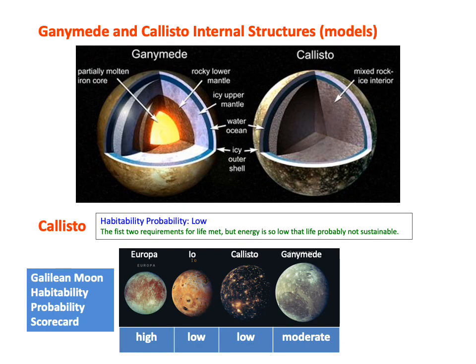So here's our final comparison slide. First, we compare Ganymede to Callisto briefly, and then at the bottom, I compare all the 4 Galilean satellites very quickly in terms of their habitability.